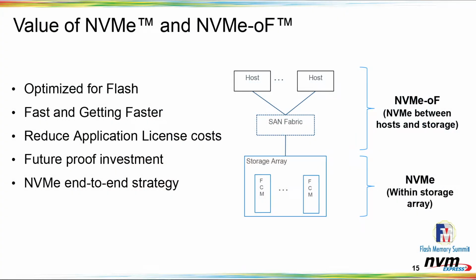So the value that we see, so this sort of shows the end-to-end connection. I'm going to do NVMe over fabric from the host through whatever the SAN fabric is that I happen to want to use, down to the storage array, and within the storage array, I've got NVMe probably over PCIe within the array itself. So now I have a complete end-to-end picture, and all the optimizations can continue to happen around that.